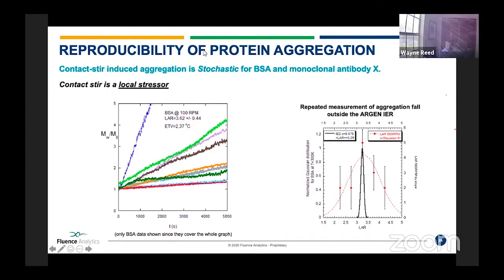And the difference is, remember with temperature, that's a global stressor. It affects every molecule in your solution, whereas stirring is a local stressor. It's just stressing the molecules that are nearby, and that's what's leading to this stochastic result here. Okay, and we could do that for other stressors and other proteins. It gives us a way of determining, is this really a reproducible aggregation phenomenon or is it stochastic?